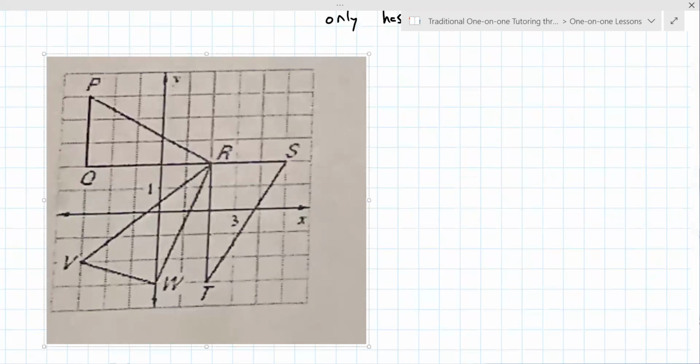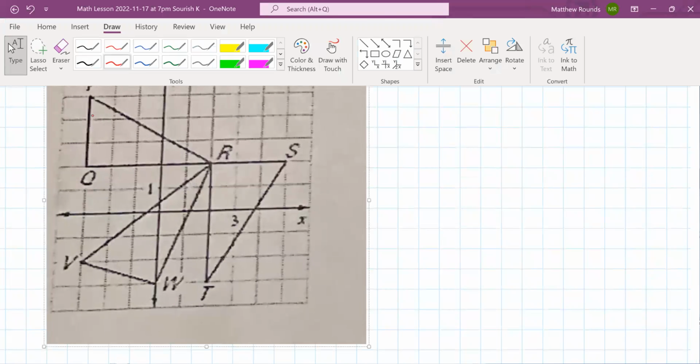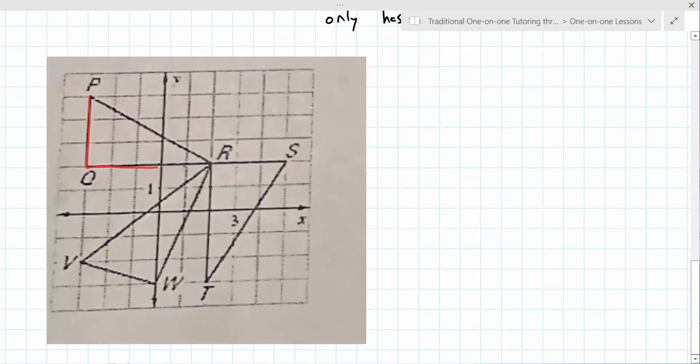All right, so the question says, you can read it if you want. It says determine whether triangle PQR, so let's do PQR in red here, is congruent to the other triangles shown at the right. So basically there's a couple of other triangles here, this one and then this other one. To do this, we're going to determine the lengths of the sides.